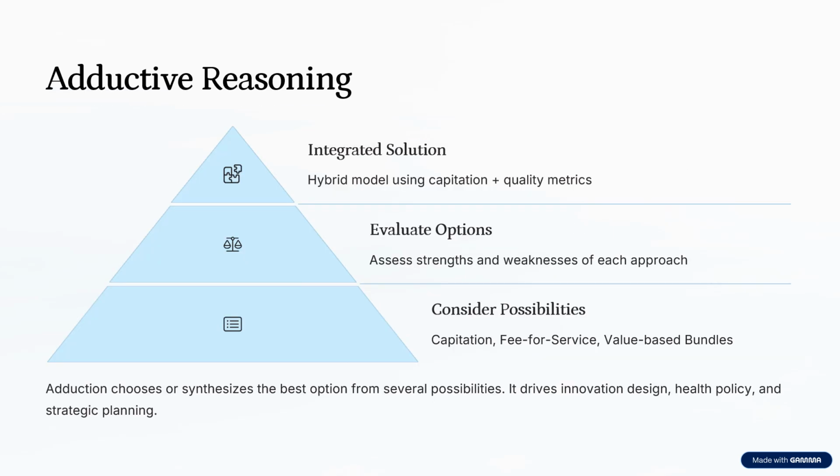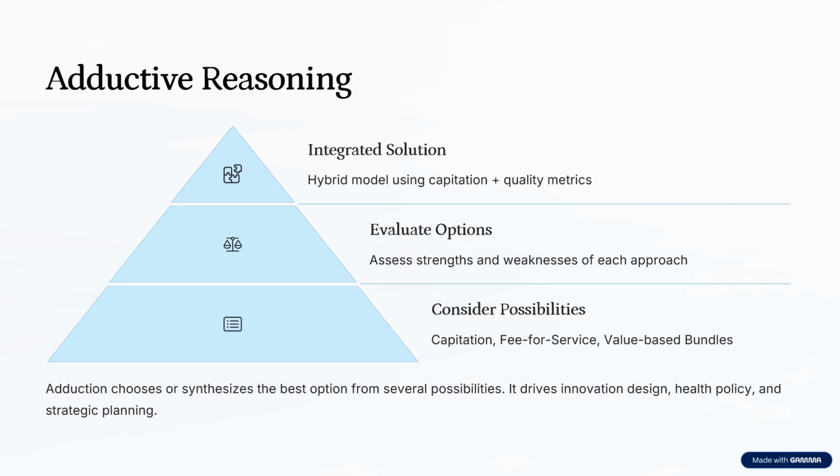Adductive reasoning. This is not commonly used. This is something I came up with. Basically, it's coming up with a creative, integrative solution. For example, if you want to have a hybrid model, you start off with possibilities. What's the best way to pay providers?